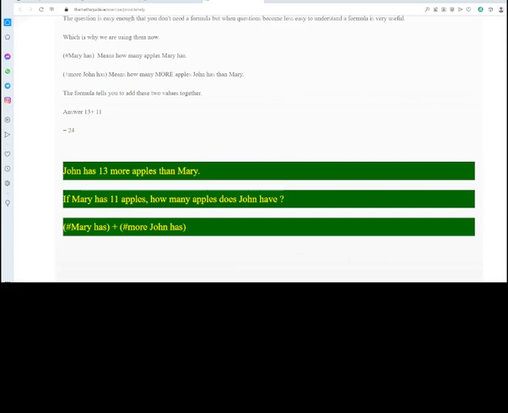So the formula we have here: we're told that John has 13 more apples than Mary. Mary has 11 apples. How many apples does John have? Well, John has more apples than Mary, so I would add how many more John has to how many Mary has to find out the total. That might seem very obvious now, but when you're dealing with less easy to understand questions like with negative numbers, having a formula is very useful. So we're going to be adding the two numbers.